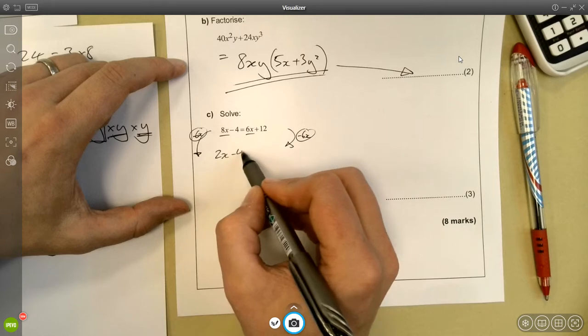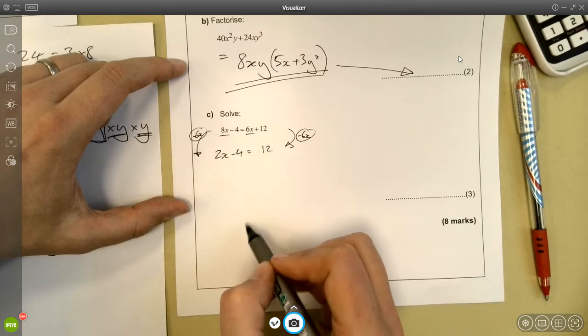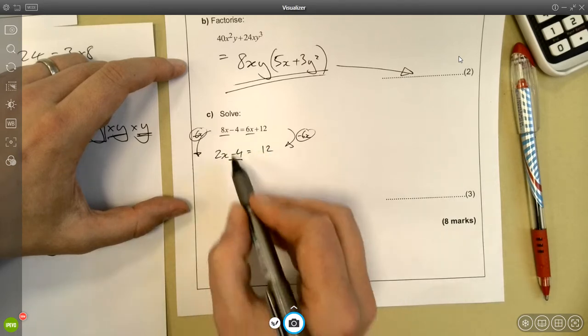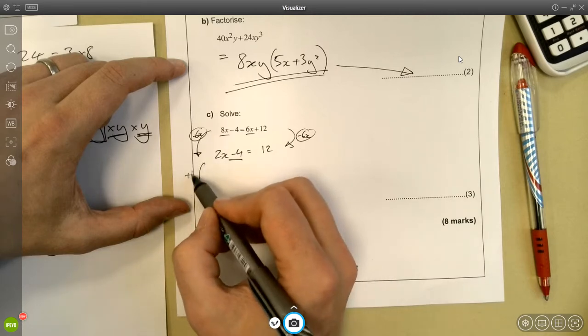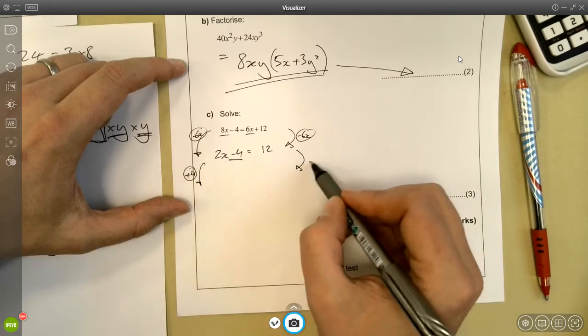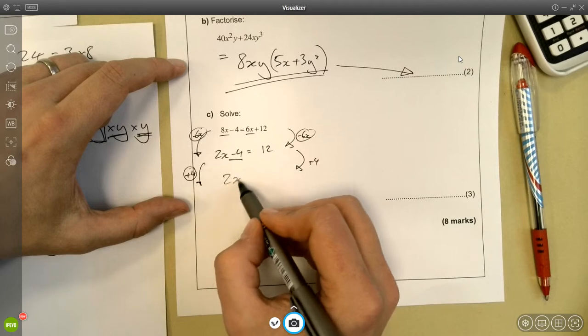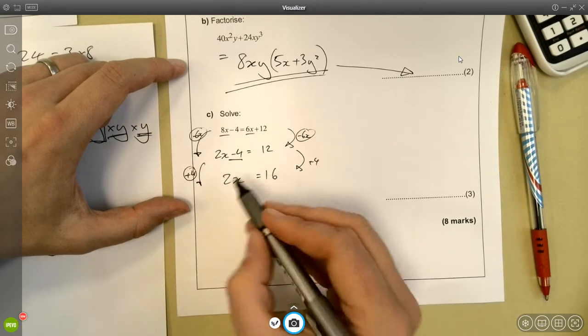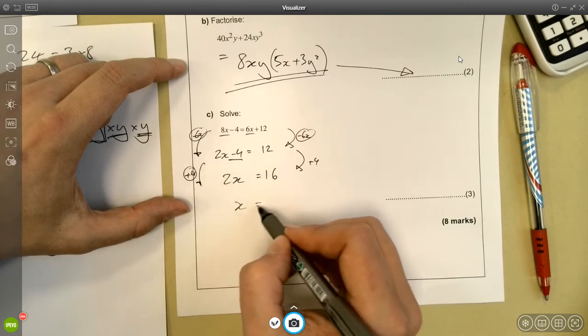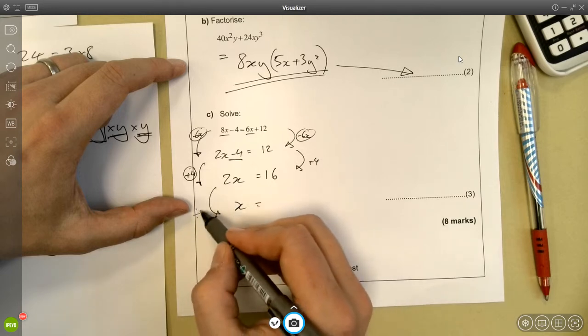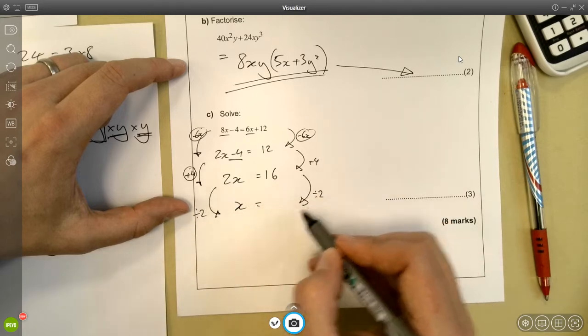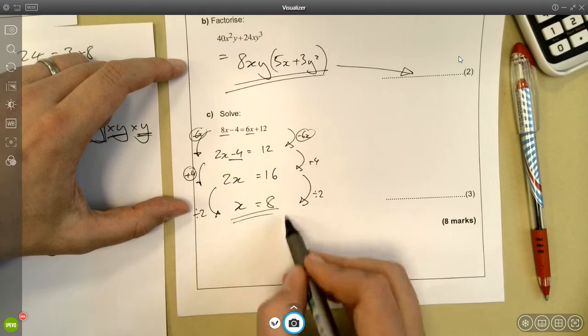We're going to get 2x minus 4 equals 12. We're going to add on 4 to get rid of the minus 4. So we add 4 to both sides. So that's going to give us 2x equals 16. And then we want x equals something. So we have to divide by 2 on both sides to give us 8 there.